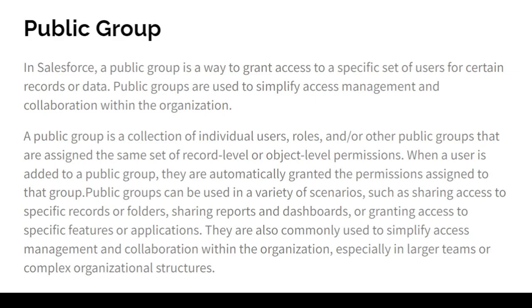A public group consists of users, roles and subordinates, or other groups. We could have a group inside a group, so that is also possible. When a user is added to a public group, they are automatically granted the permissions assigned to that group. Public groups can be used in a variety of scenarios such as sharing access to specific records and folders. They are commonly used to simplify access management, especially when working in larger teams or complex organizational structures, so we make a group so that a particular set of users has a particular set of access.